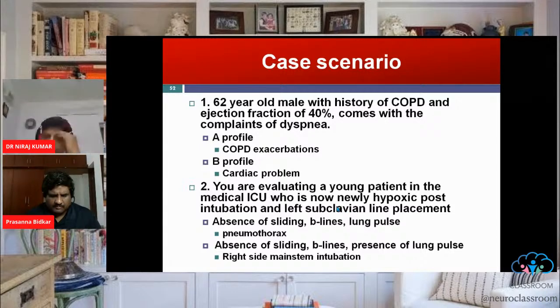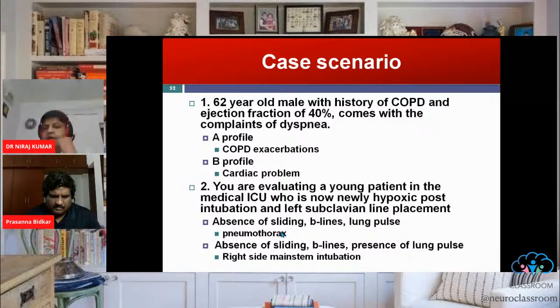Now the lung ultrasound findings are: there is absent sliding on the left side, and B lines are also absent, and lung pulse is also absent. So all the things are absent. That is most probably because of central line developed pneumothorax.